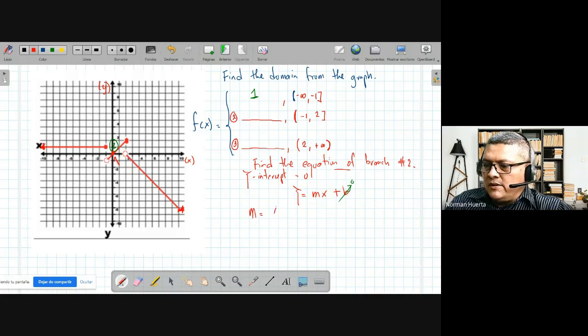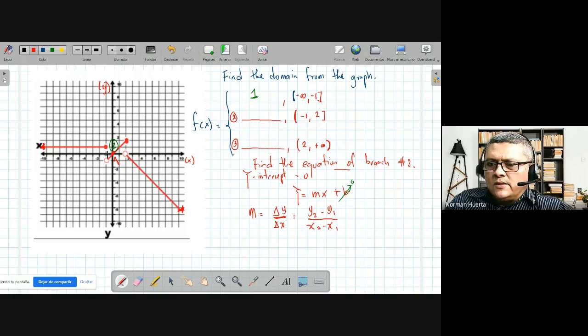M is simply the difference between my y-axis and my x-axis. The difference between the y and the x. How do I calculate such a thing? Remember, it's y sub 2 minus y sub 1 over x sub 2 minus x sub 1.